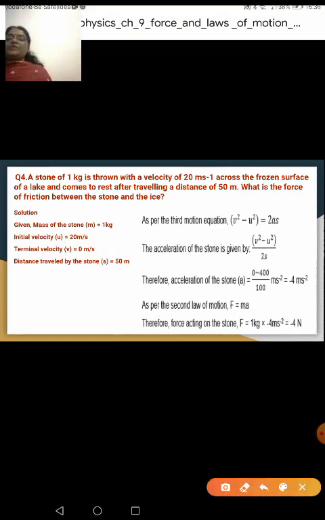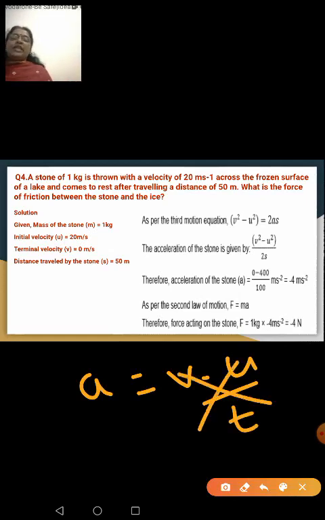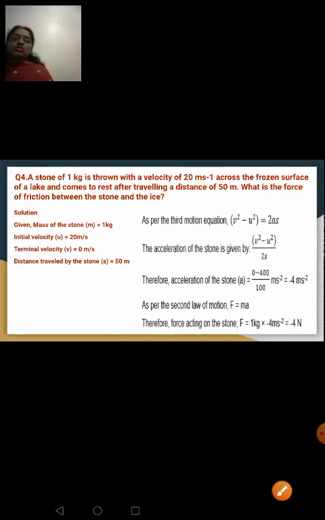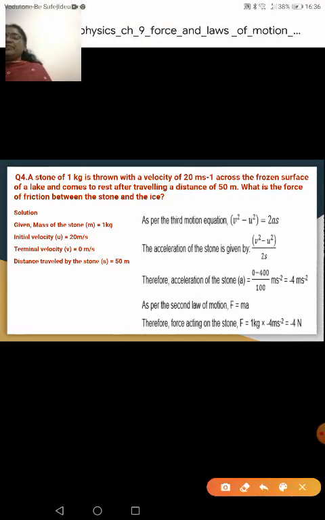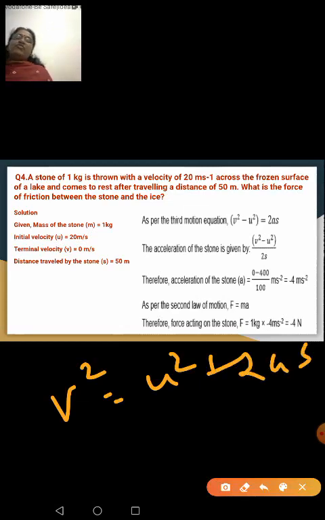There is one direct option. You can use a is equal to v minus u upon t. But let's check whether we can apply this formula. It cannot be applied because the value of t is not given. So you have to choose one of the equations of motion. Let's go for this equation: v square is equal to u square plus 2as. From this I will derive the formula for calculating a.